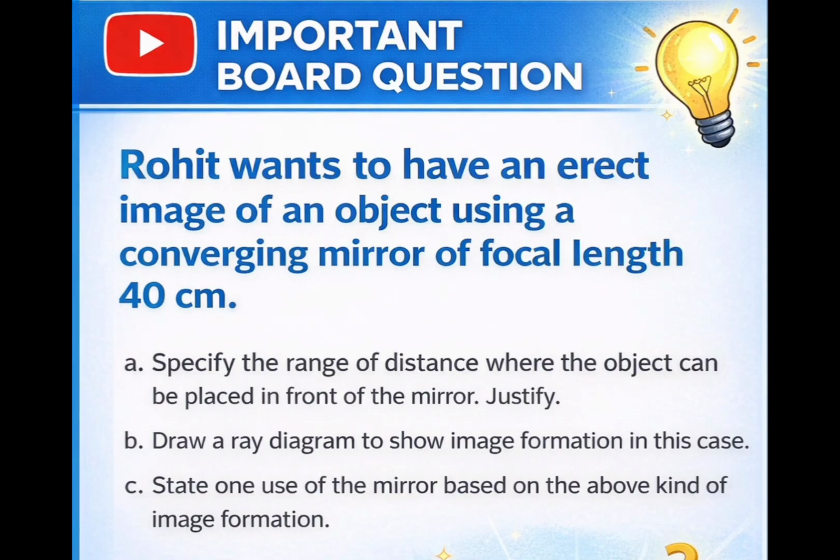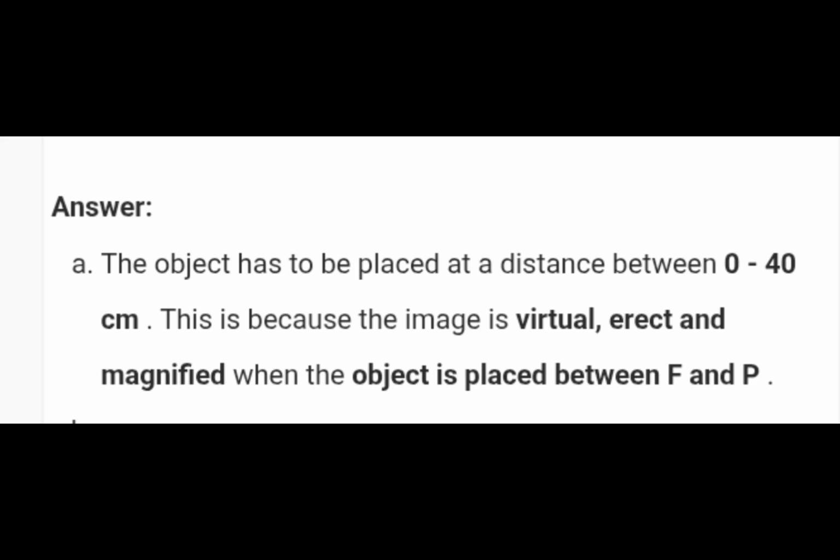The image is erect. Since the image is erect, it means the image formed must be virtual and erect. Correct, right? In a concave mirror, a virtual and erect image is formed only when the object is placed between the pole and focus. That means the last case of the ray diagram. Here, the focal length is 40 centimeter. So the object should be placed at a distance less than 40 centimeter from the pole, that means between pole and focus.